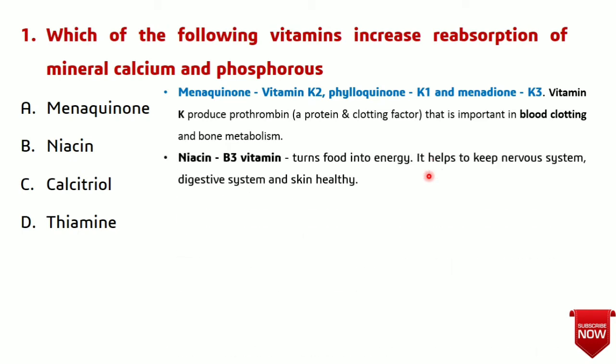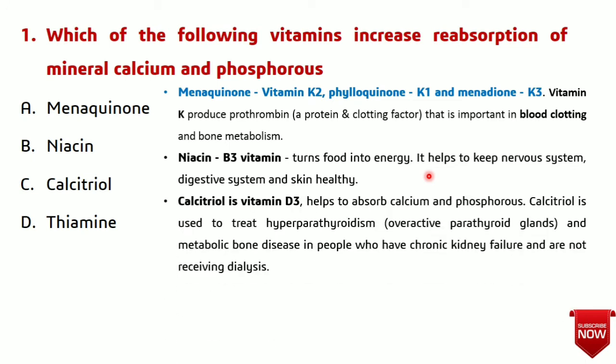Coming to niacin, niacin is a B3 vitamin. It turns food into energy and helps to keep the nervous system, digestive system and skin healthy. And calcitriol, we know that it is vitamin D3. It helps to absorb calcium and phosphorus. It is used to treat hyperparathyroidism, which is an overactive parathyroid gland, and also to treat metabolic bone disease in people who have chronic kidney failure and are not receiving dialysis. So this vitamin D3 helps to absorb calcium and phosphorus.